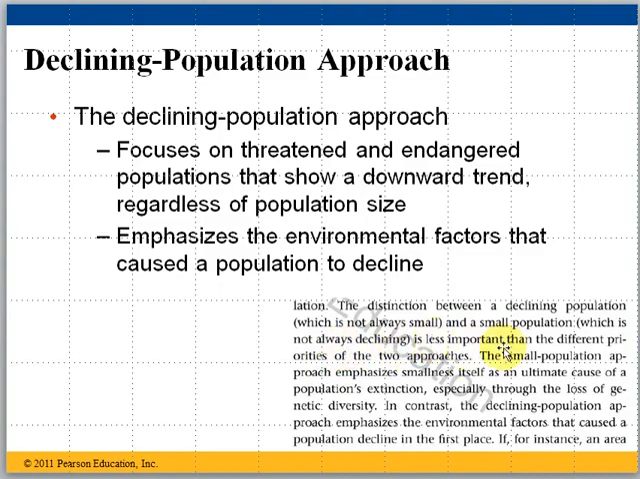So the small population approach emphasizes smallness itself as the ultimate cause of a population's extinction, especially through the loss of genetic diversity. In contrast, the declining population approach emphasizes the environmental factors that caused a population to decline in the first place. So in this approach, we're going to look at the environmental factors that lead to this downward trend of population size.